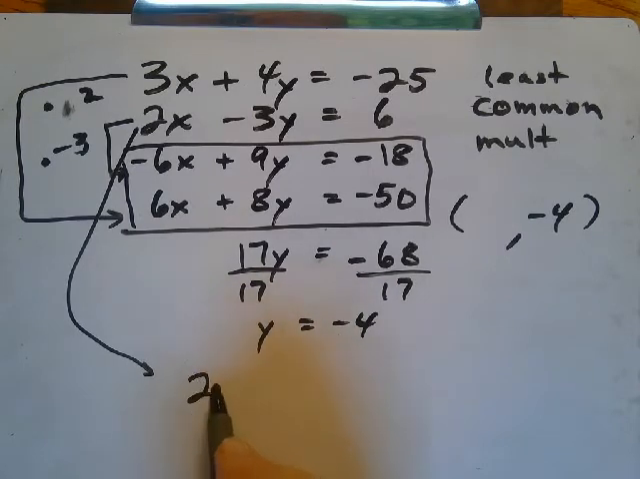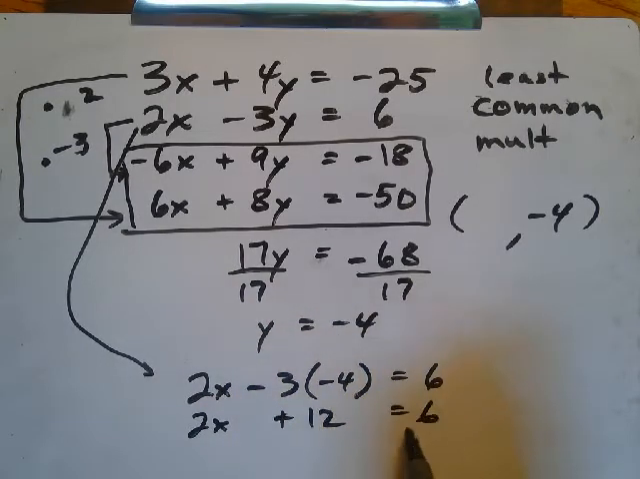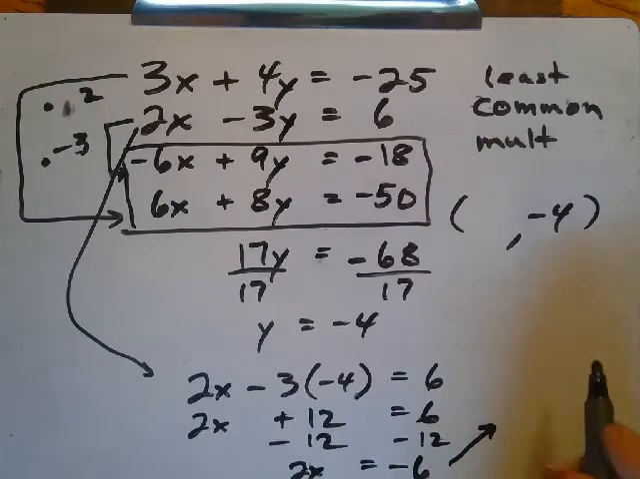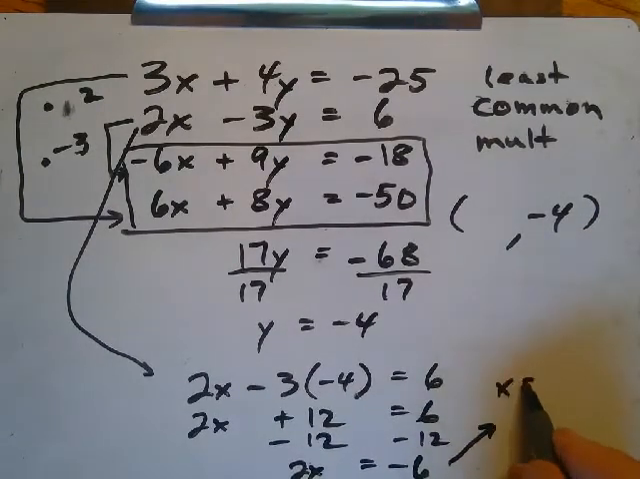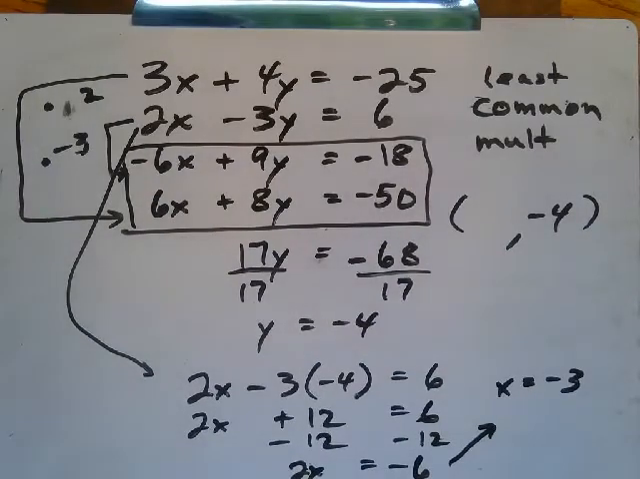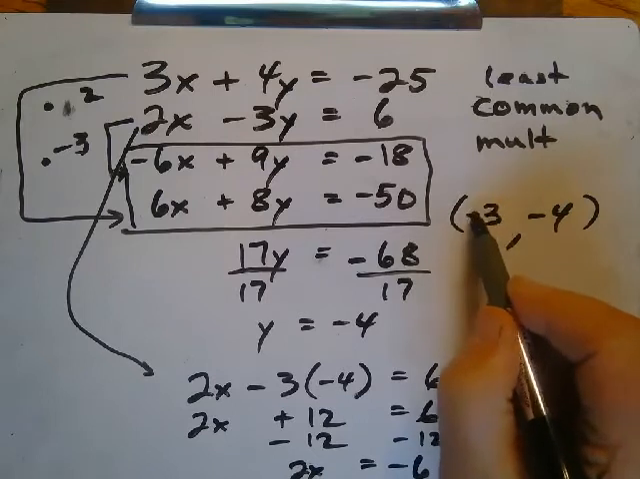So here we go, 2 times x, which we don't know, minus 3 times the negative 4, which is y, equals 6. And we get 2x plus 12 equals 6, subtracting 12, we get 2x equals a negative 6. I'm out of room here again, so dividing both sides by 2, I get x equals a negative 3. So x is a negative 3. I'll move it right up here.